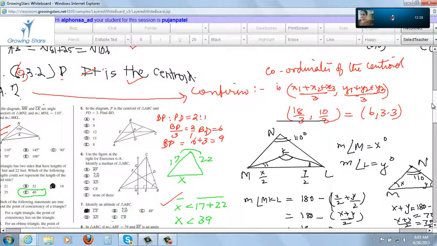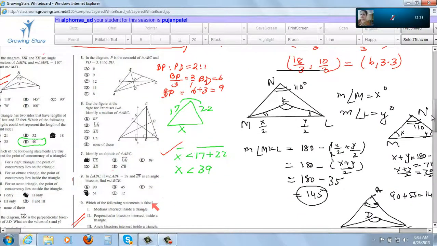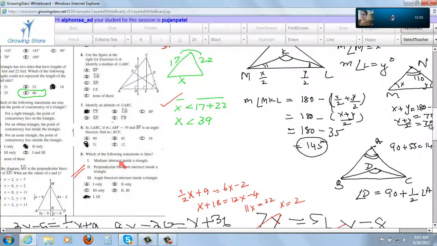Which of the following statements is false? Medians intersect inside a triangle. That's true. Perpendicular bisectors intersect inside a triangle. Just now we saw one counter example, isn't it? When it's an obtuse angle triangle, they do not intersect inside the triangle. Angle bisectors again will intersect inside a triangle. So it's only two. Two only is the answer there.